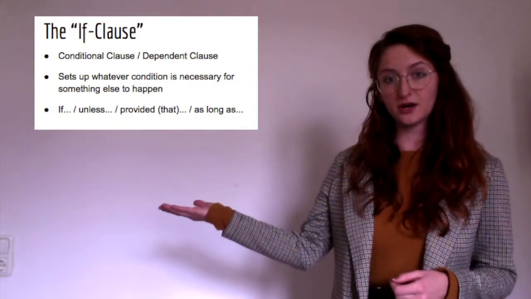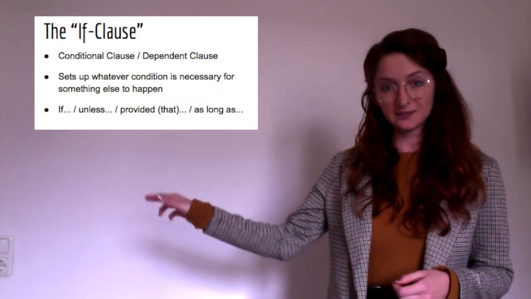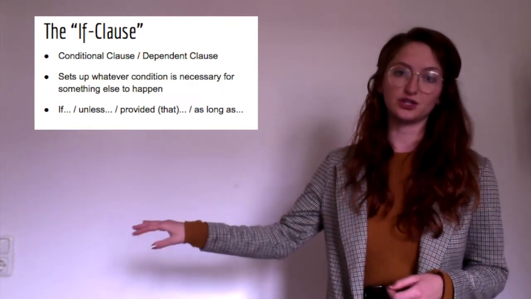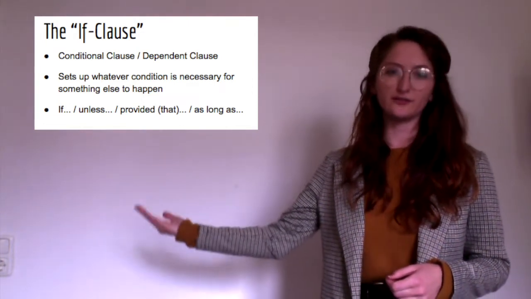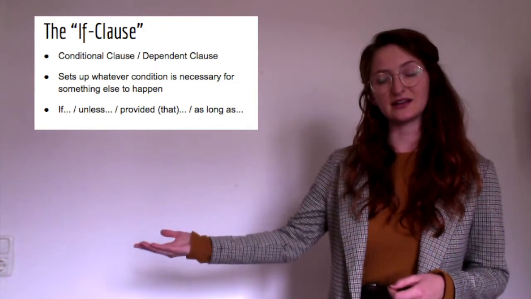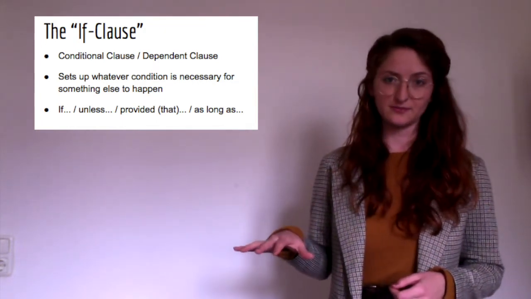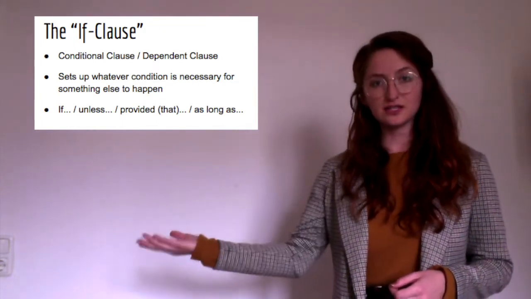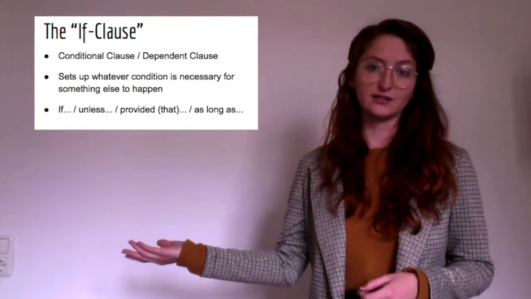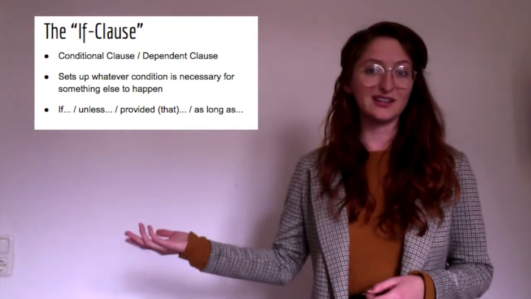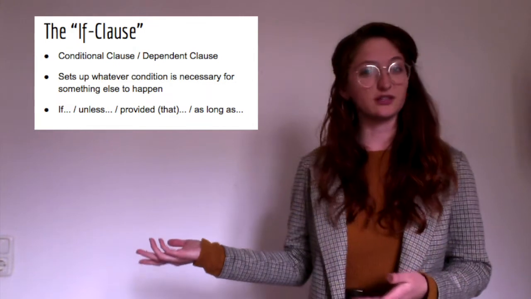In English, full conditional sentences usually have two parts. The first part is the dependent clause, that is the conditional clause. It sets up whatever condition is necessary for something else to happen. The conditional clause usually includes the word if. That's why they're usually called if clauses.